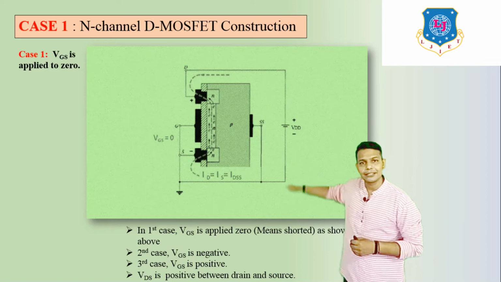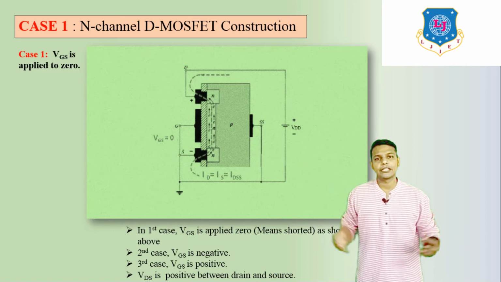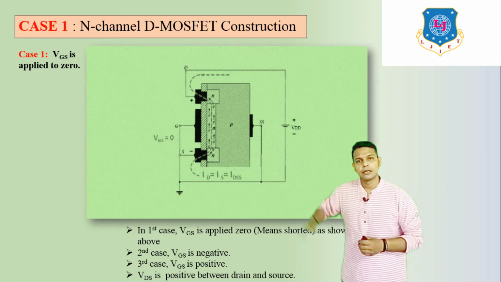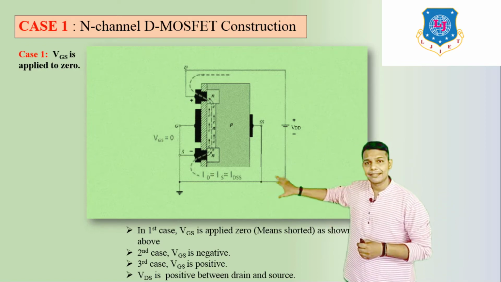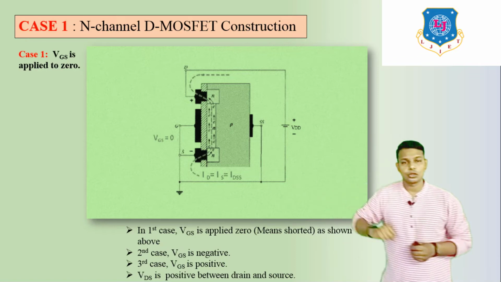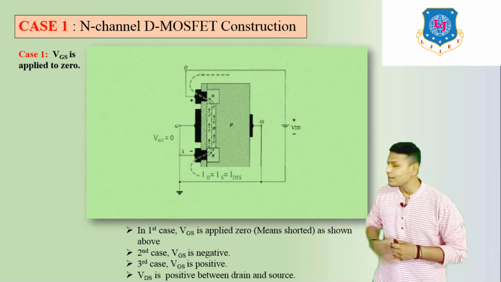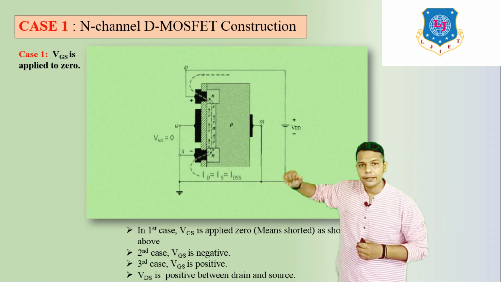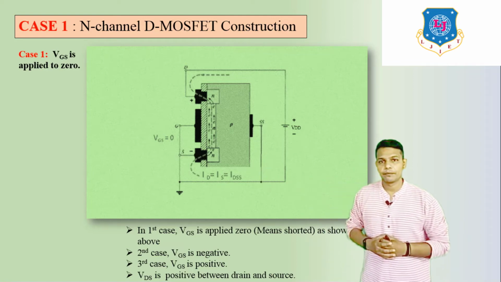So if we shorted these 2 terminals, that means VGS is equal to 0. No voltage will apply at this terminal. So if there is no voltage, that means no field generated at this gate terminal. So there is no obstacle for the flow of electron. Now here we can see VDD. VDD, that means it is drain supply, drain voltage.